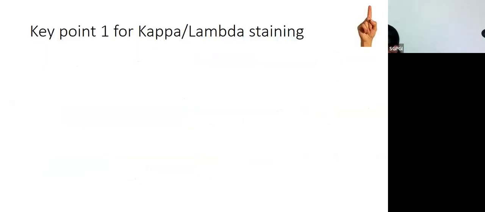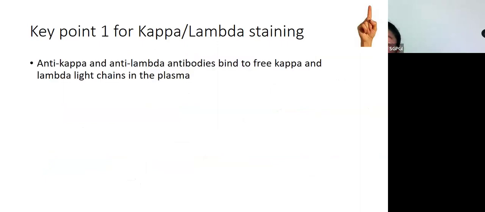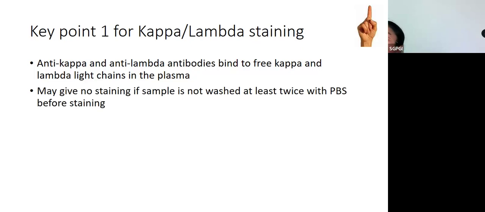So for kappa and lambda staining, there are certain key points. The first of these key points is that these antibodies will also bind to the free kappa, free lambda in your system, right? So whenever we have a whole blood sample, we have plasma, we have WBCs, we have RBCs, and we have platelets, right? So if the plasma contains a lot of free kappa or lambda, then these fluorochrome conjugated anti-kappa, anti-lambda antibodies will go and bind to those free antibodies and not bind to the receptor present on the cell surface. So therefore, sometimes you may not get any staining if you don't wash your sample twice with PBS before you start your staining.